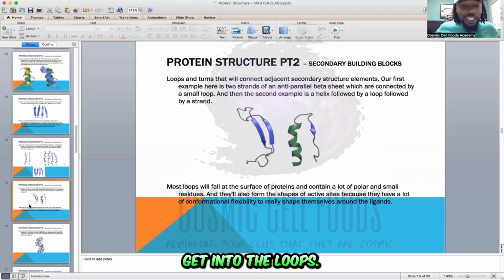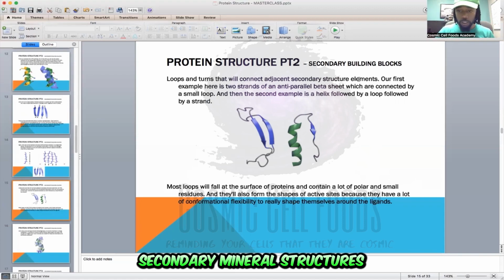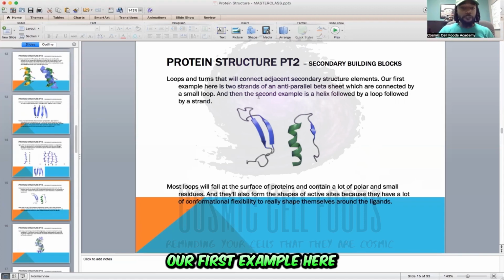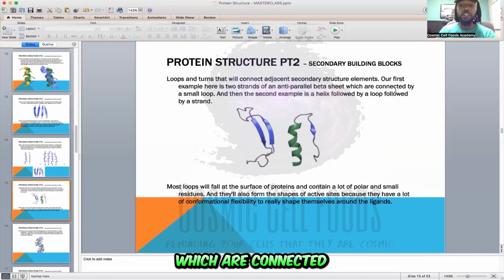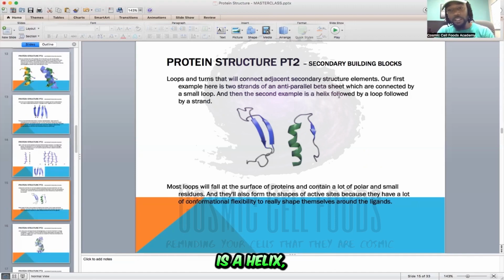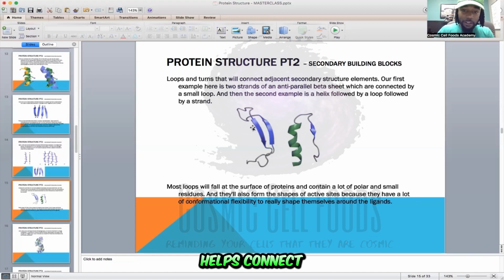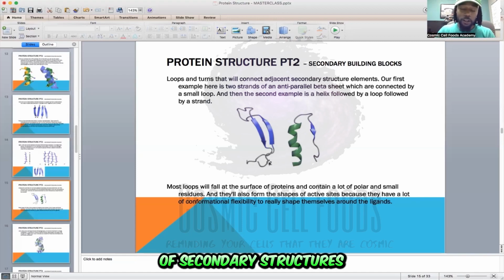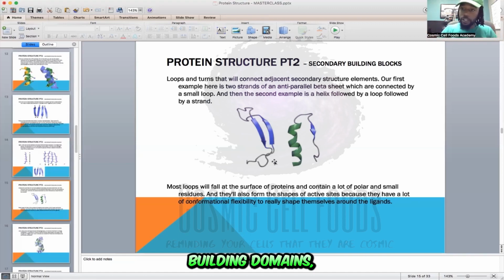So now let's get into the loops. Loops and turns will connect the adjacent secondary structure elements. Our first example here is 2 strands of an anti-parallel beta sheet, which are connected by a small loop. The second example is a helix followed by a loop, followed by a strand. As you can see, these loops are what help connect these different types of secondary structures together to then form motifs, which go into building domains, which are tertiary structures and then quaternary structures.